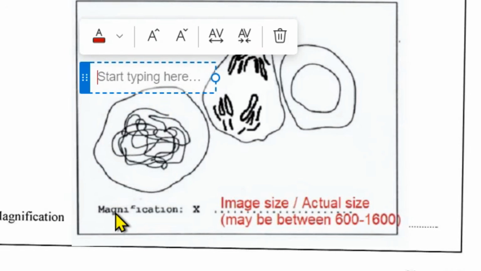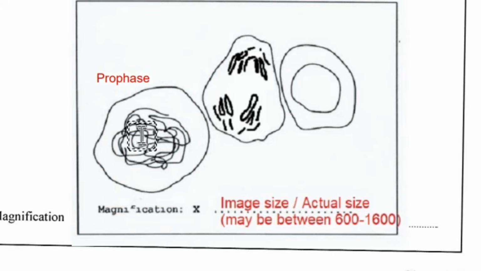Now D is going to be prophase. And this is where the chromosomal material is a little more condensed, is a little more visible.